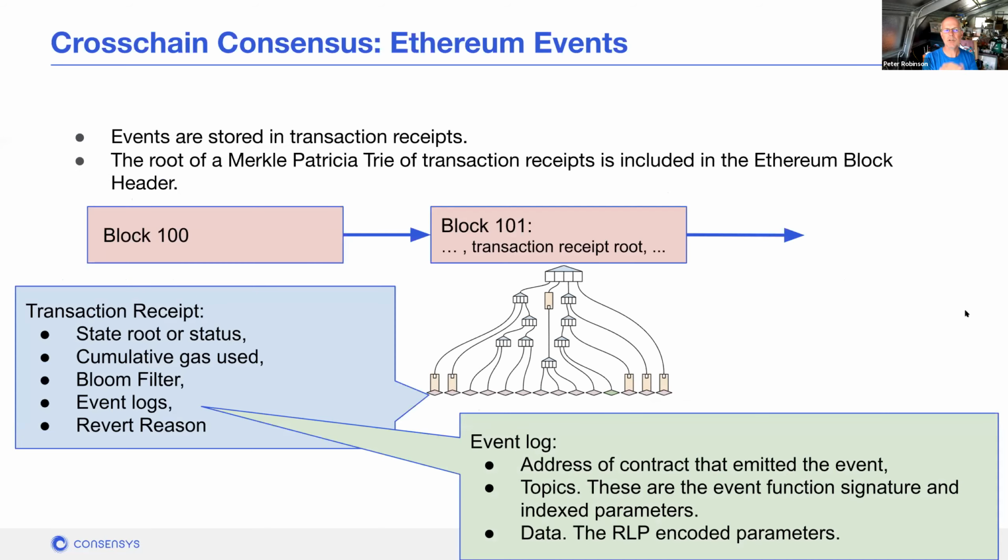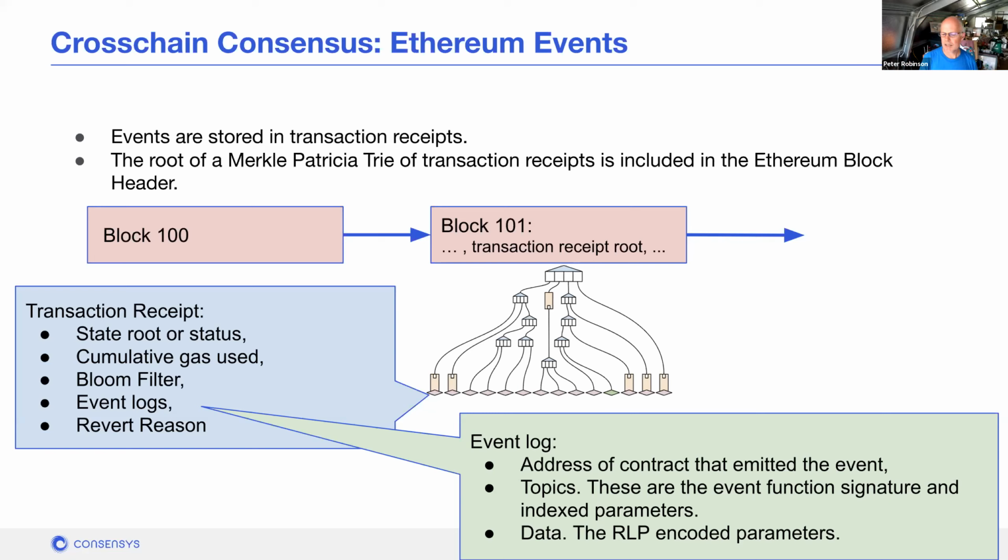And then from the actual blockchain, the events are stored in transaction receipts. So when you send a transaction on Ethereum, a transaction receipt is created, and all of the transaction receipts for all of the transactions in a block are put into a Merkle-Patricia trie. And for each transaction receipt, you have the information that's shown in the blue box there.